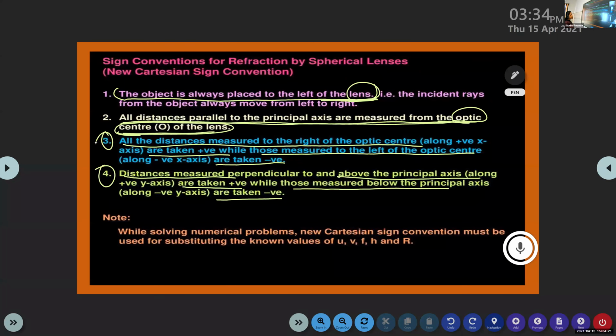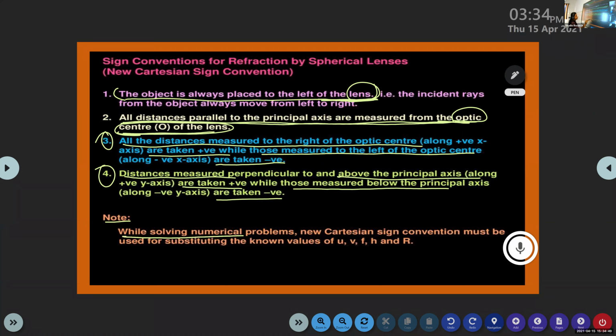So these are the sign conventions for refraction by spherical lens. Just similar to the case of spherical mirror, here also we need to follow a set of sign conventions. That sign convention is known as the New Cartesian sign convention for spherical lens. You can use this note while doing the numericals.